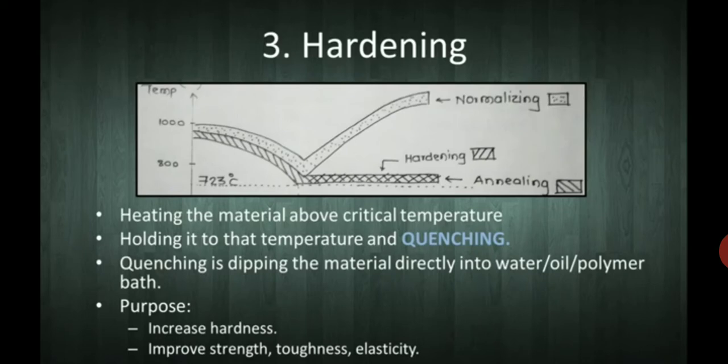It is process of heating steel to temperature above critical temperature, then holding it at that temperature for specific time, and very importantly, quenching it. Quenching is dipping the material directly into the bath of oil, water, or polymer. As the name implies, hardening is used to increase hardness. Depending on the temperature of heating and rate of quenching, mechanical properties like strength, toughness, and elasticity are varied.